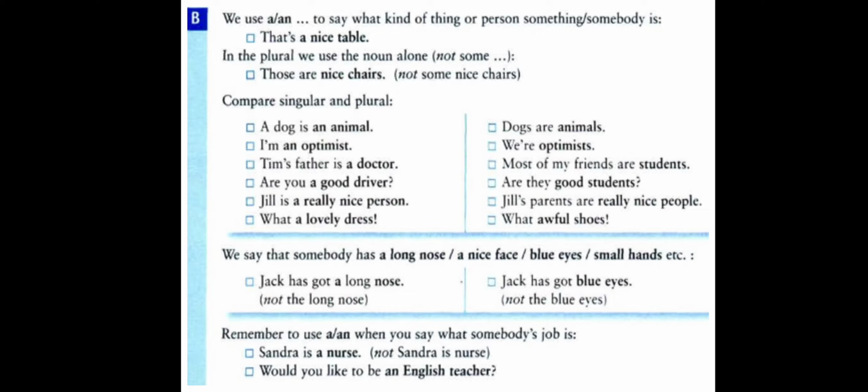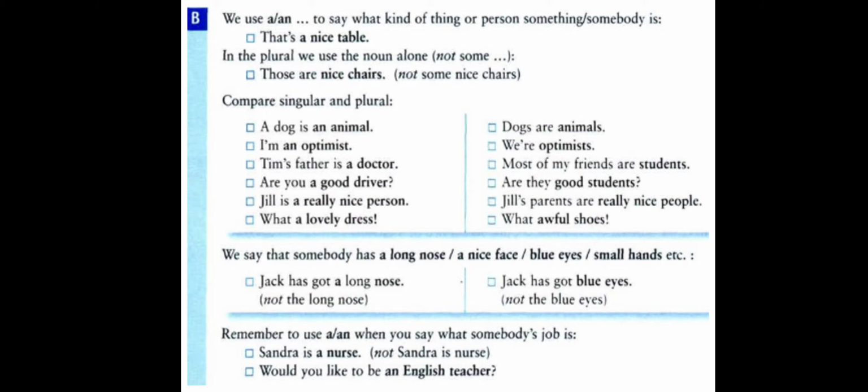We use a or an to say what kind of thing or person something or somebody is. It means we give a certain adjective to the noun. Before the adjective we use the article. So the adjective comes between the noun and its article. That is a nice table.